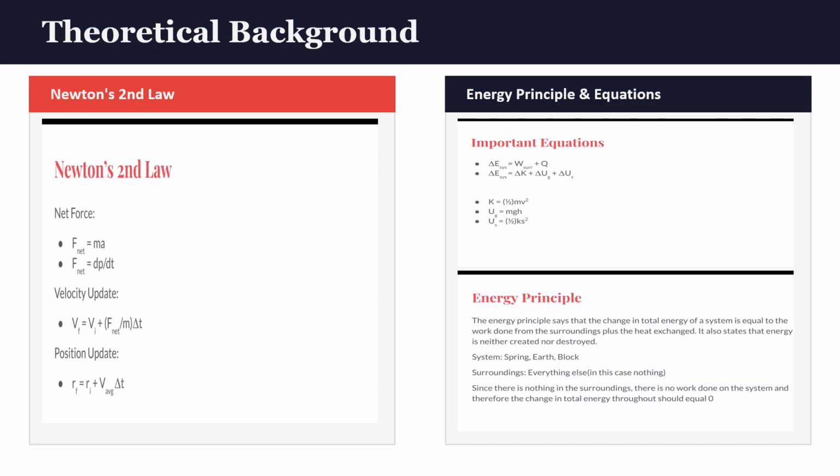The main physics principles we used were Newton's second law and the energy principle. For Newton's second law, we used F net equals ma, where F net equals dp over dt. From that, we used the velocity update formula, V final equals V initial plus F over m times delta t, and the position update formula, position final equals position initial plus V average times delta t.